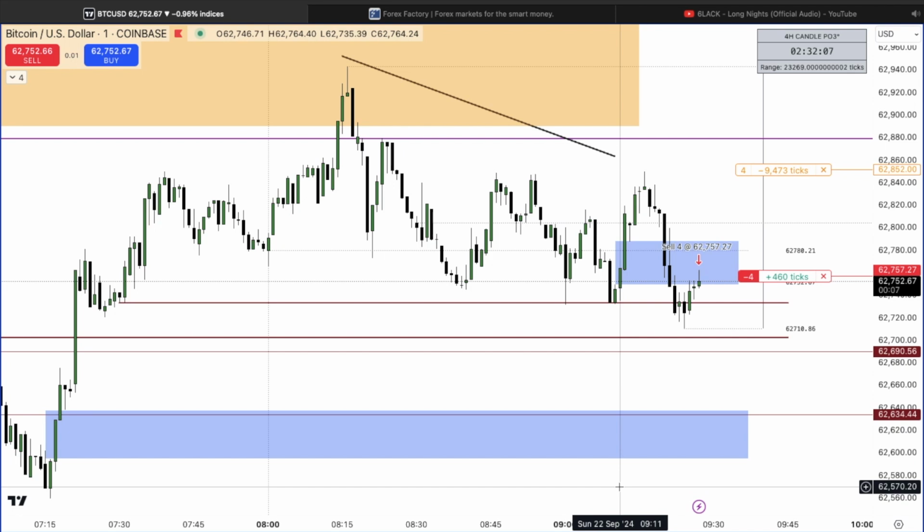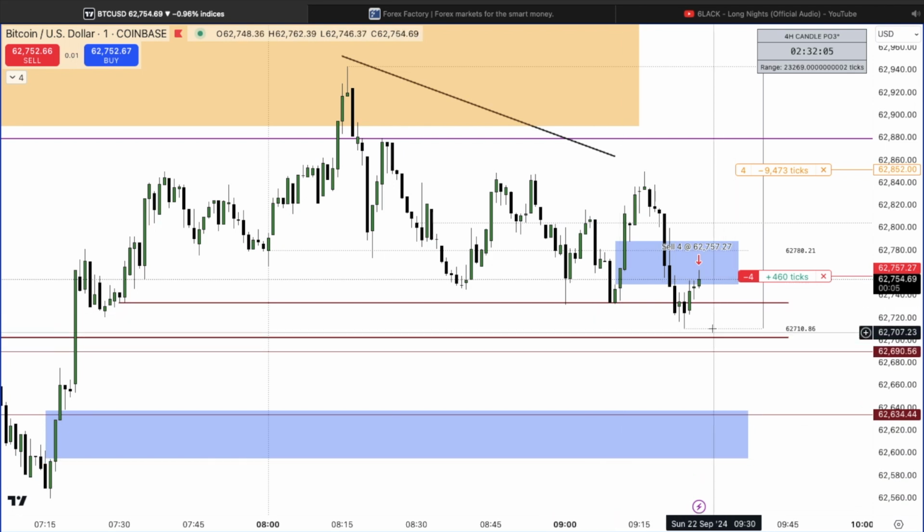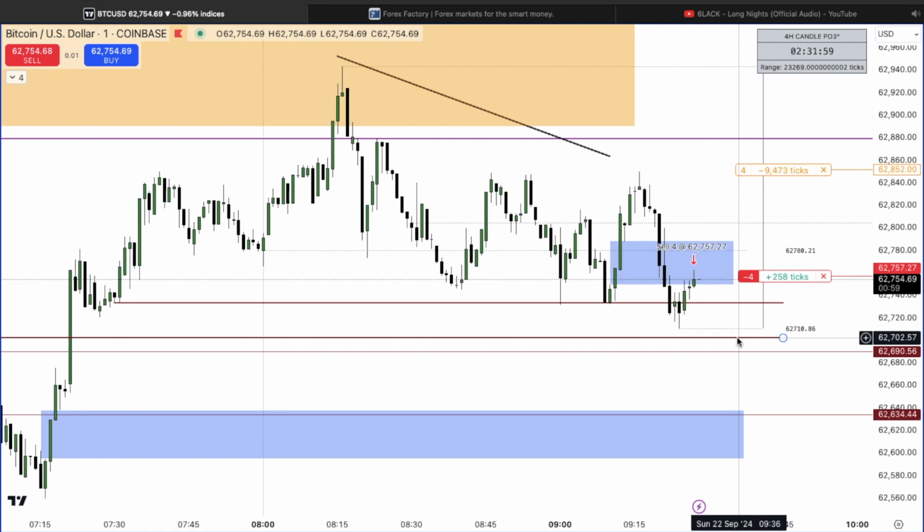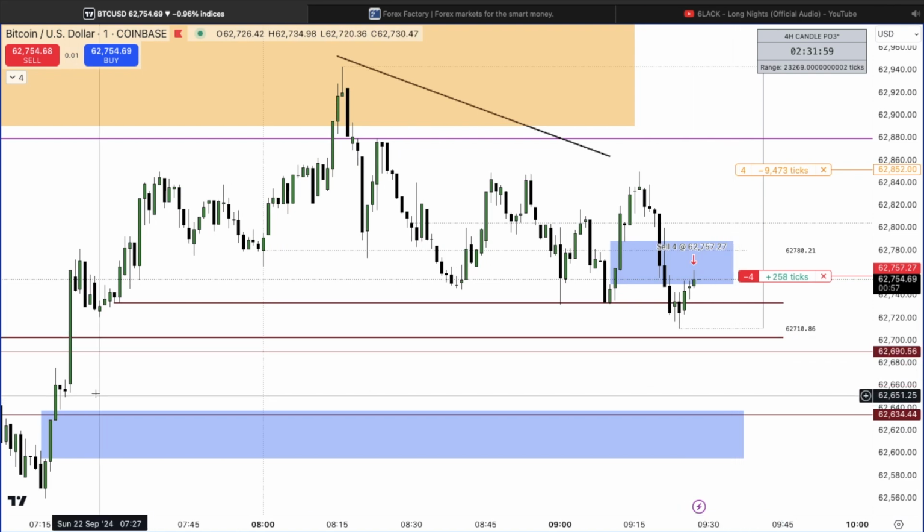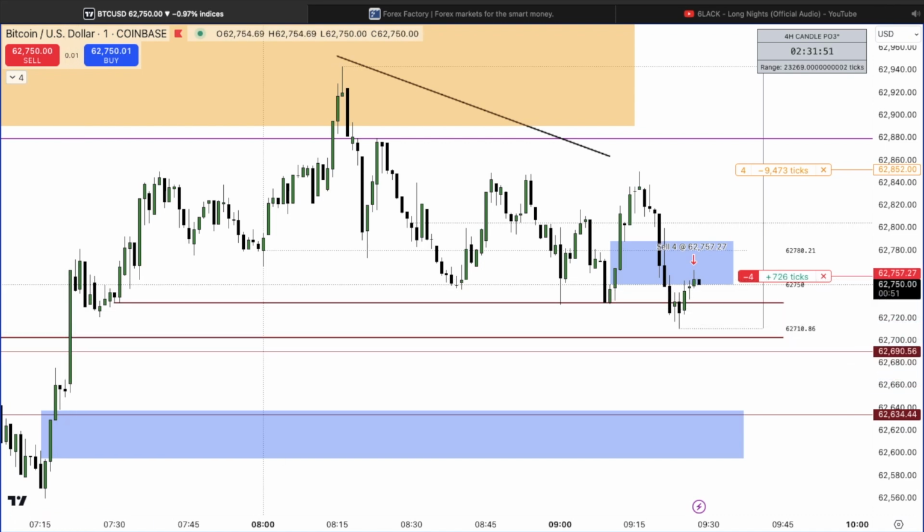So really, what we're going to need to see is body closures beneath these levels now. First body closure below 62.7. Let's fill in this entire imbalance here from this 721 candle. Little tiny volume imbalance there. So really, that's going to be the most important part to see closure below. 1, do we get there? 2, do we close below? So that's 62.6.